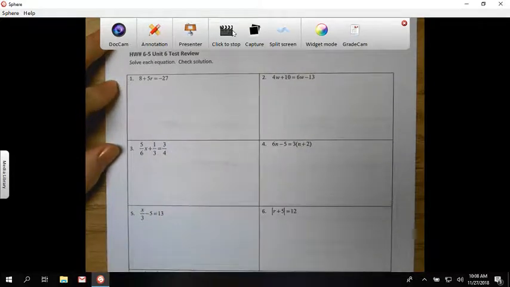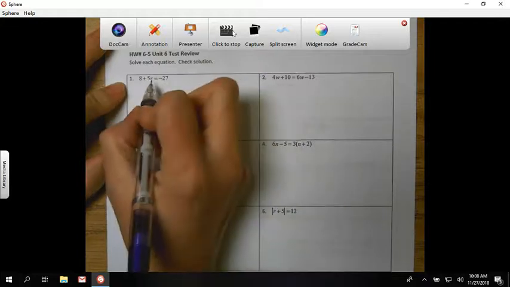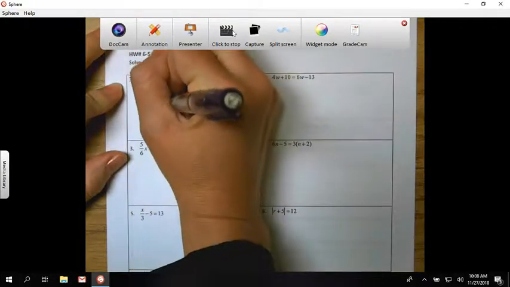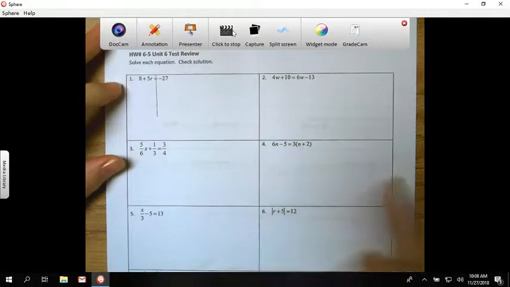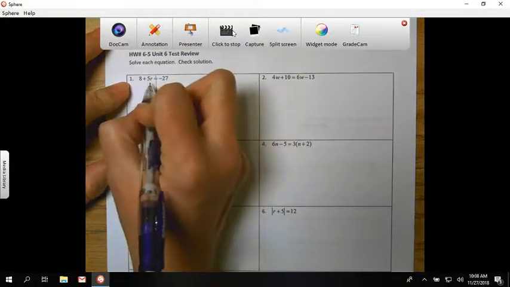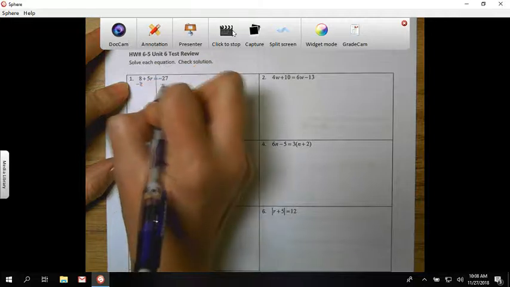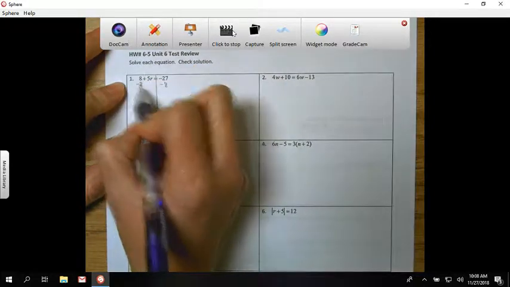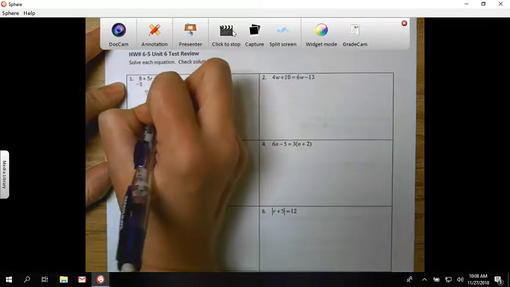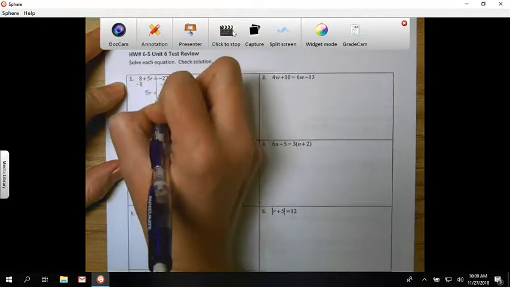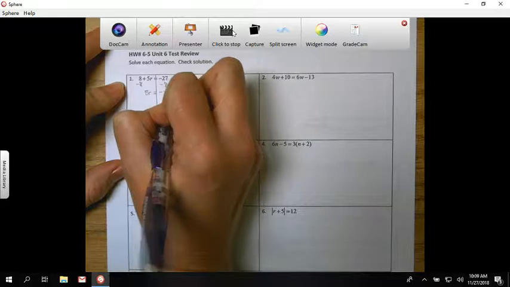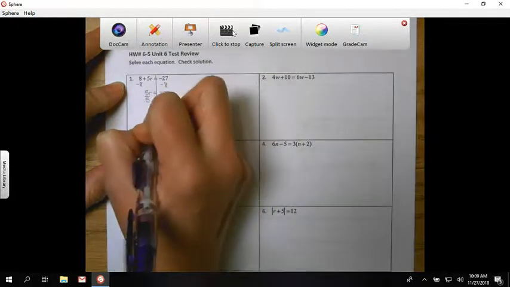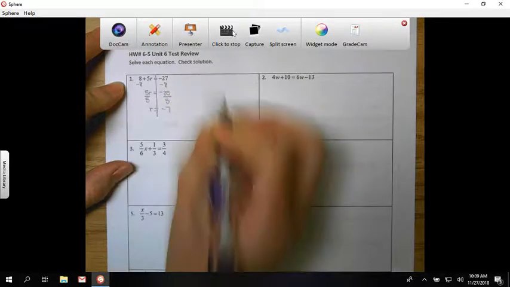So these first 5 are just solving equations. So we are trying to get the variable by itself. Normally we draw our line and then we make adjustments to it. Since the r is on this side, I'm going to move this 8 to the other side. Right now it's positive, so to undo that positive, I subtract. Negative 27 minus 8 is going to give me a negative 35. I'm going to divide both sides by 5, and r should give me a negative 7.